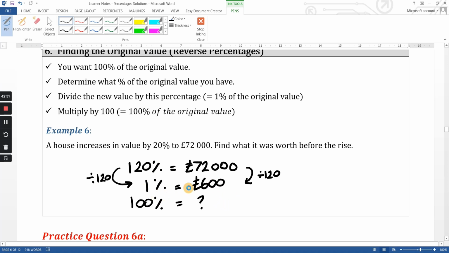So we've just worked out 1% of the original. But again, we don't want 1%, we want 100%. So to get from 1 to 100, we'll have to times by 100, because it's 100 times bigger. Let me just delete this. And if I multiply this side by 100, I'll have to multiply this side by 100 as well, which is going to be £60,000. That's going to be your answer.